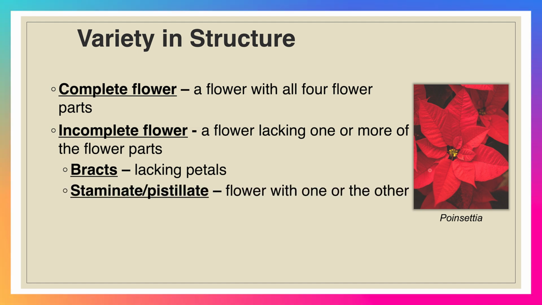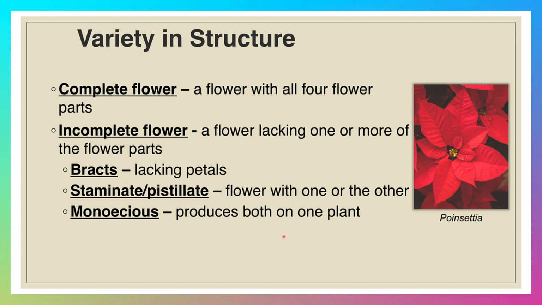And incomplete flowers can be staminate flowers, which means they only contain a stamen, or the male side, or they can be pistillate flowers, which means they only contain the female or ovary side of the flower. So they're incomplete in that the staminate flowers lack pistils, and the pistillate flowers lack stamens.